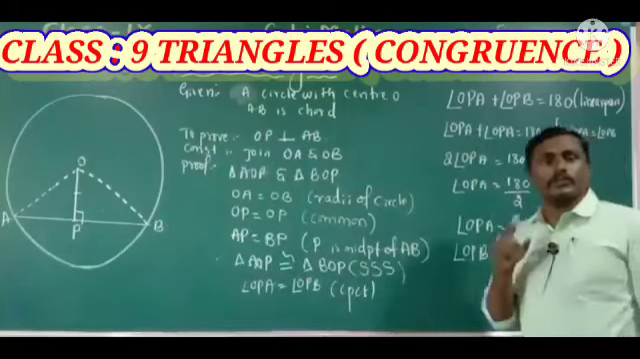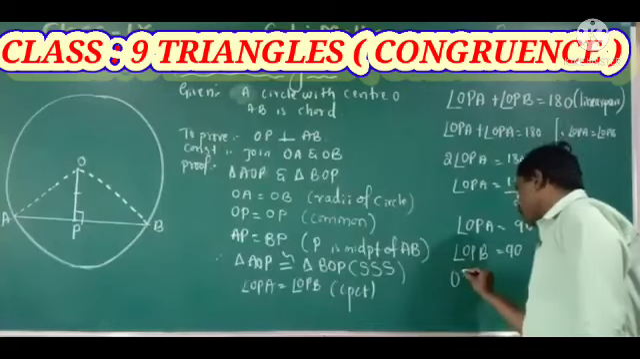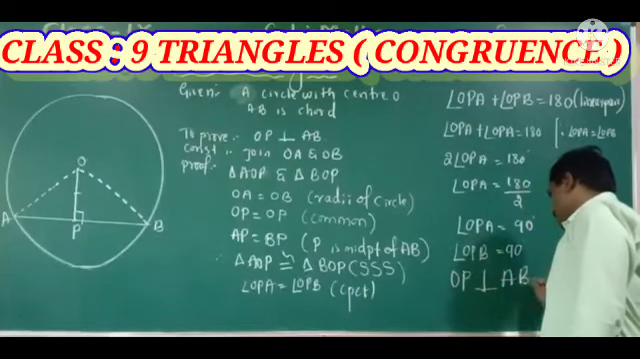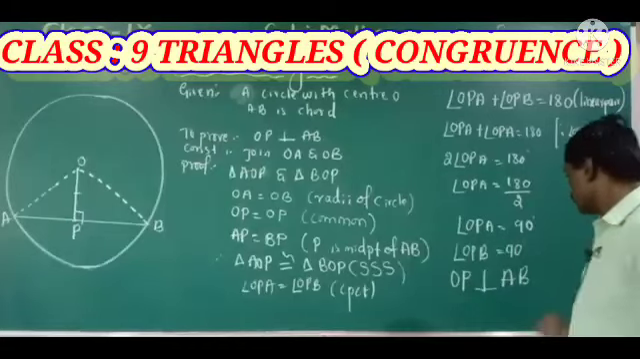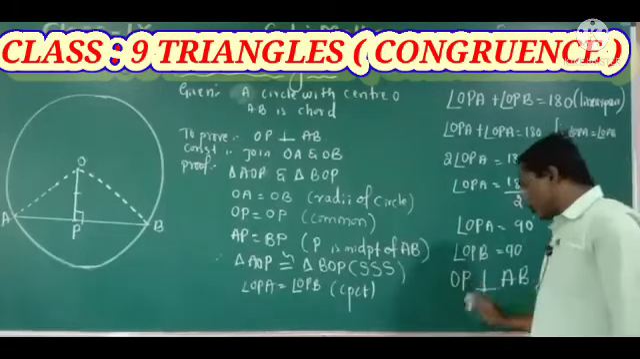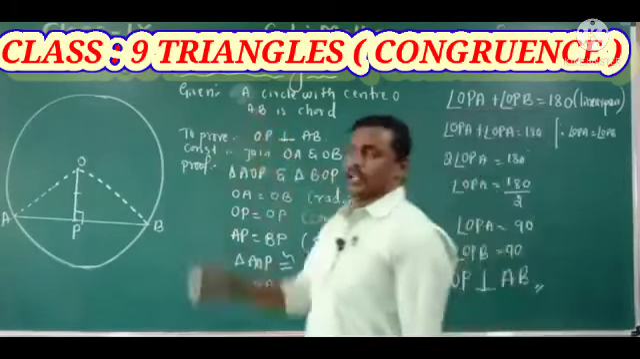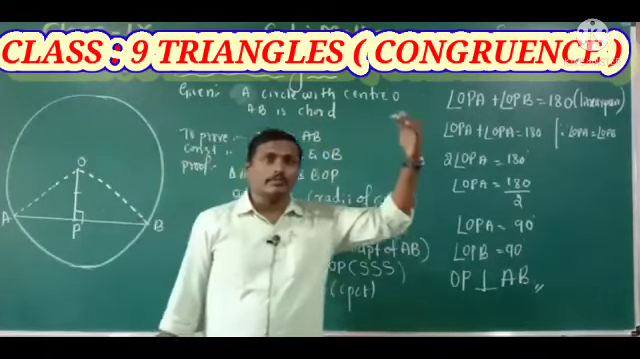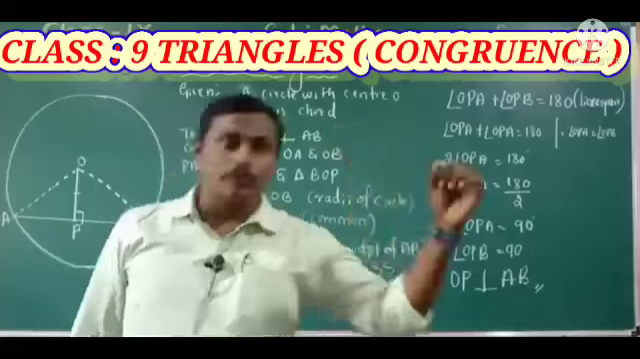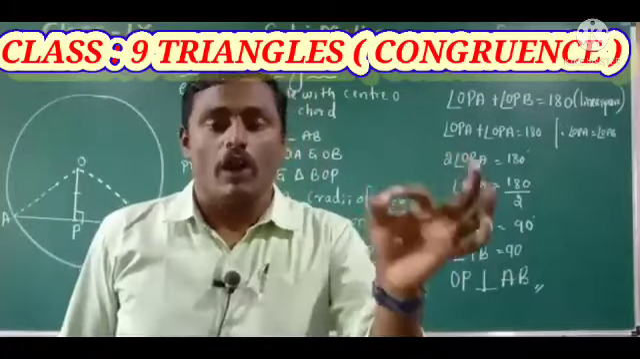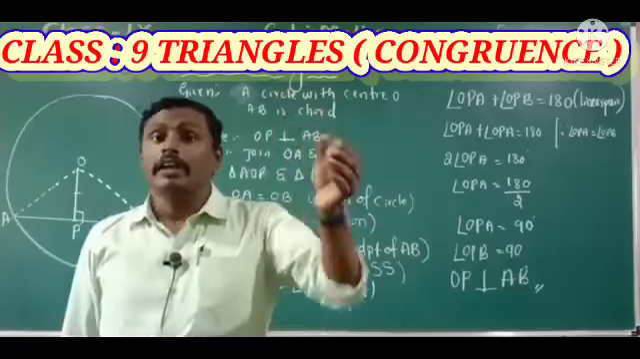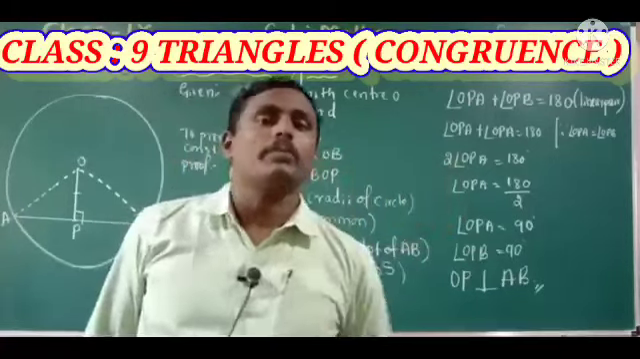which indicates that the line drawn from the center of the circle to the chord, that is OP, is perpendicular to AB. OP is perpendicular to AB. So hence we proved the given statement. What we proved here? The line drawn from the center of the circle to any chord is always perpendicular, right? And it bisects the chord into two equal parts also.